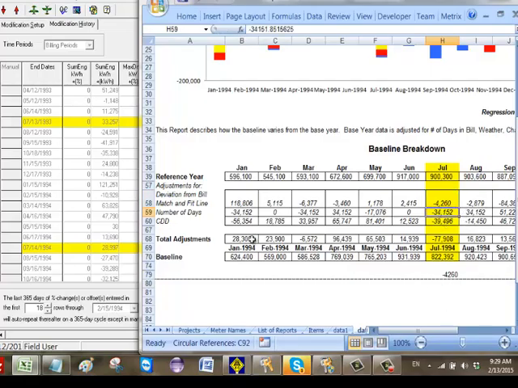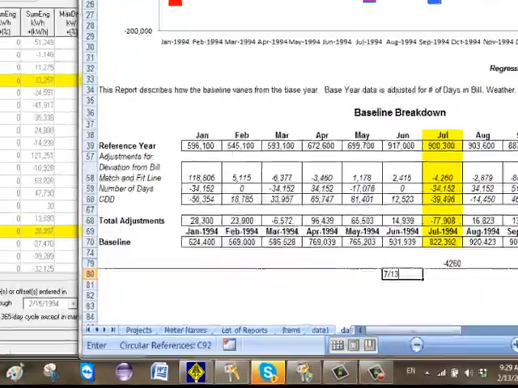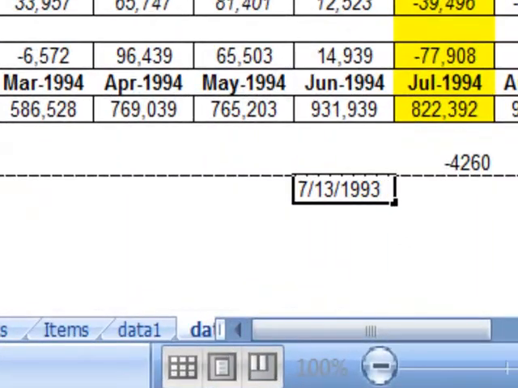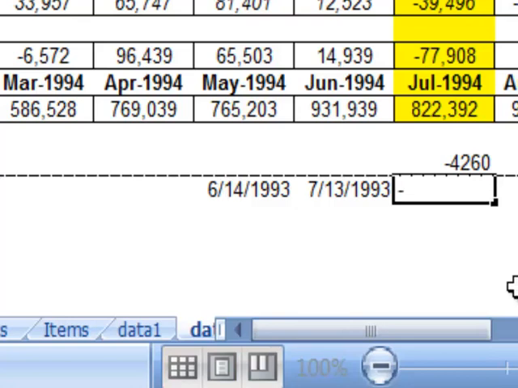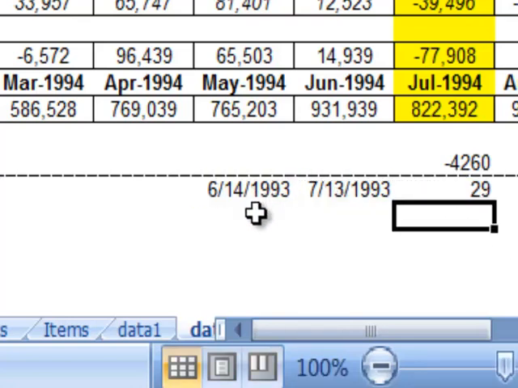The next number is the difference in number of days between these two bills multiplied by the regression amount for number of days. This first bill in the base here has July 13th, 1993. Let's just enter that here, July 13th, 1993. And it starts June 14th. So if we subtract these two bills, we'll get 29 days.